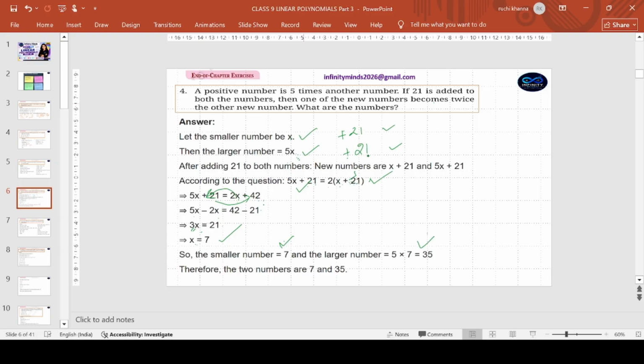If the word new numbers is asked, find the new numbers, then you would respectively add 21 and present your answer. Okay, all these are small catches in your question. When questions come, you should know what exactly is being asked.